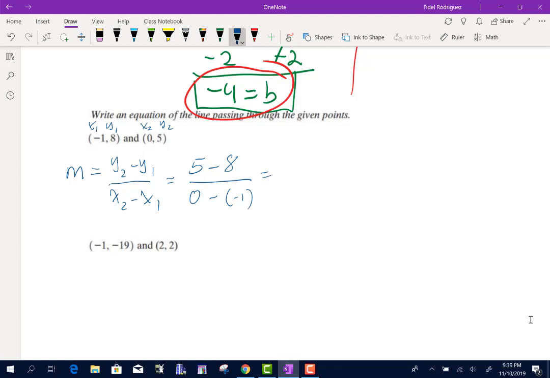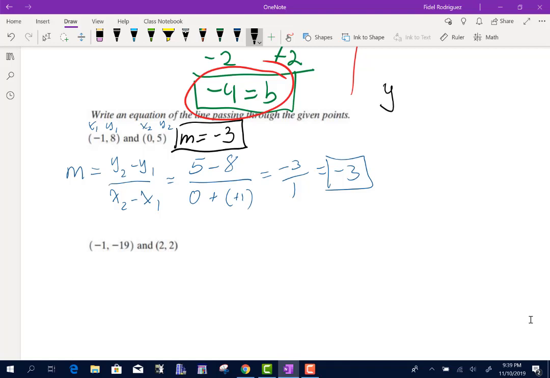okay? 5 minus 8, negative 3. Minus minus makes it plus, so 0 plus 1 is 1. Negative 3 divided by 1, guys, is the same thing as negative 3. Okay, so right over here, I'm going to write m equals negative 3. We just found that right now. That's not a very pretty negative 3. Let's make it less pretty. There we go. Okay, so just like we were doing earlier, I'm going to write out the equation.